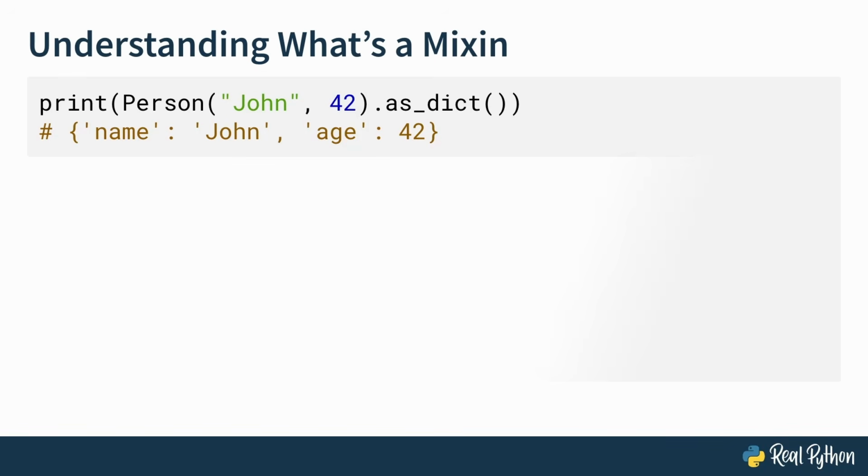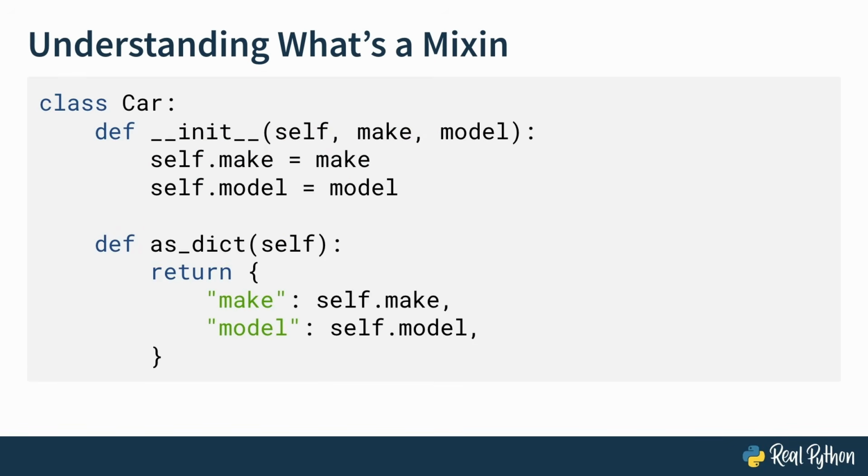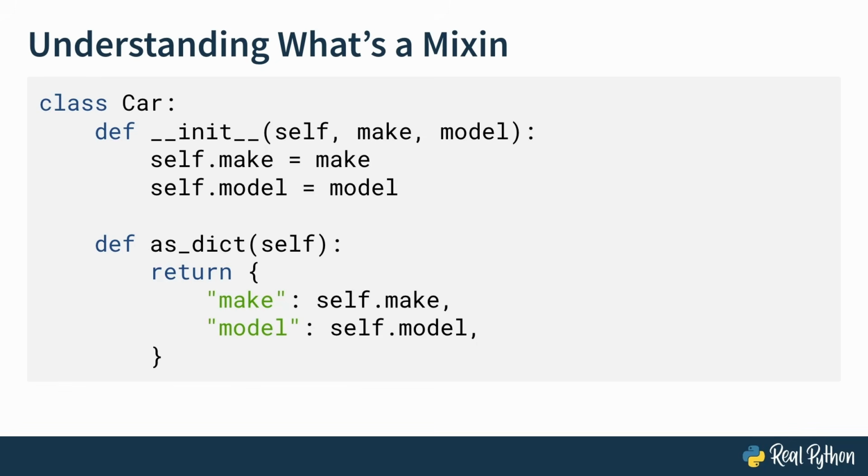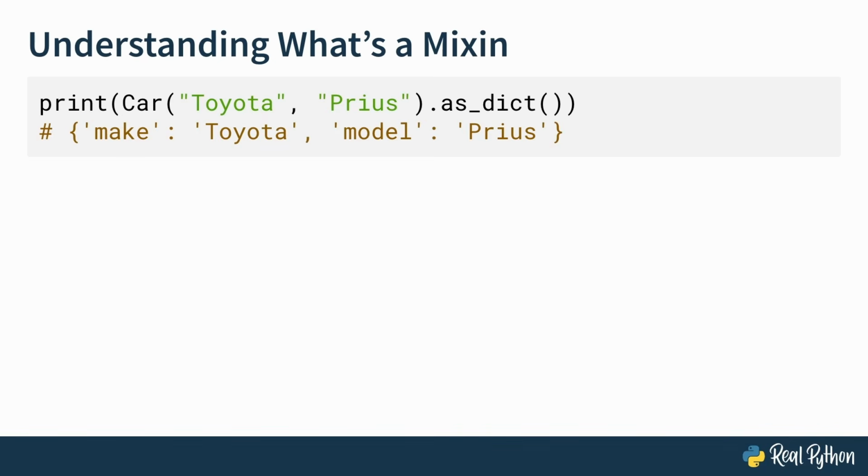Unrelated to the class Person is the class Car that you can now see on the screen. Instances of the class Car are created with a make and a model, and it just so happens that the class Car also defines a method called as_dict that returns a dictionary that represents a serialization of an instance of the class Car. To see this in action, you can create an instance of the class Car with the make Toyota and the model Prius. You can call the method as_dict, and then you get a dictionary with two keys, make and model, and the corresponding values regarding this specific instance of the class Car.